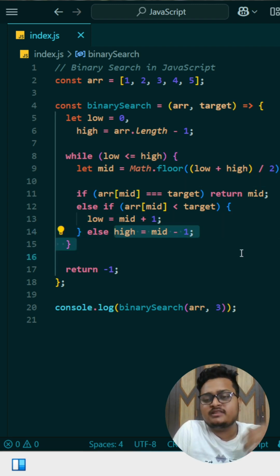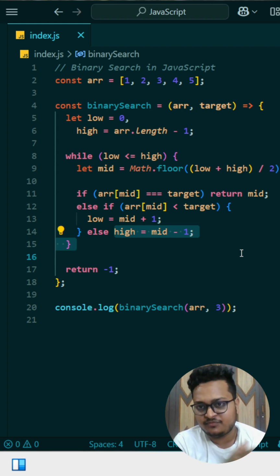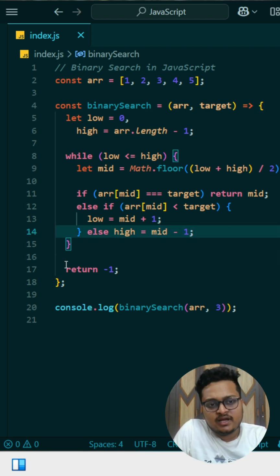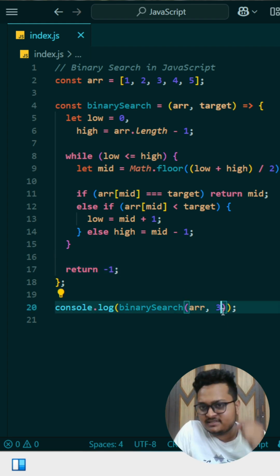And if it is not that case, that means it is present in the first portion. So here I am updating high equals mid minus 1. Okay, in the last, I'm just returning minus 1. If that number is not present, it will return minus 1.